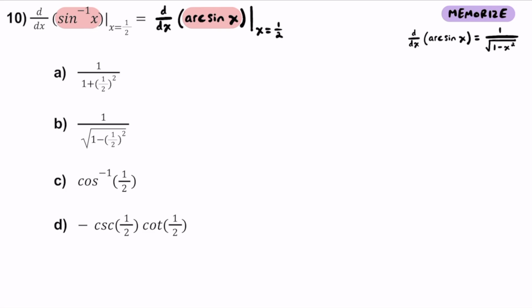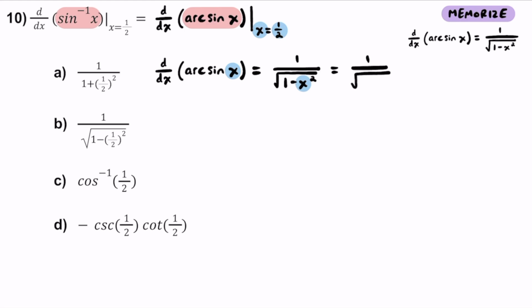So we can go ahead and say that the derivative of this arc sine of x is just going to be 1 over the square root of 1 minus x squared. Then all we have to do is take this x and substitute in 1/2 for it over here. If we do that, we're going to get 1 over the square root of 1 minus this 1/2 raised to the second power. Now if you go ahead and look at our answer choices, this looks like B, right? And that'll be our answer.